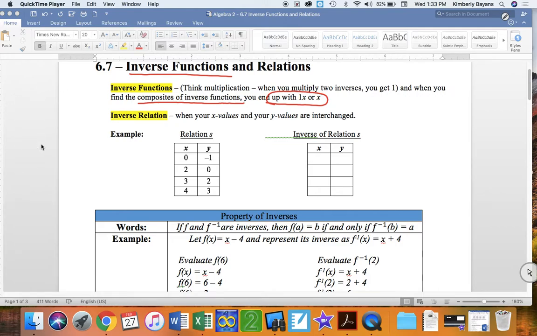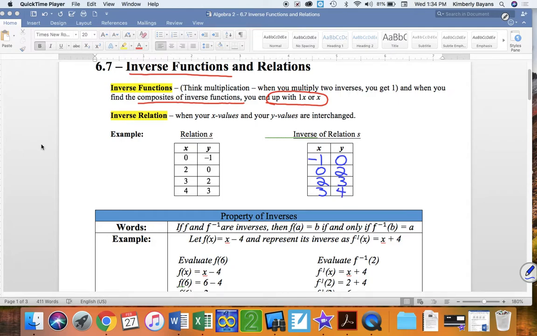In this first example, just to give you an idea of what an inverse relation is, this is a relation showing you some x, y values. An inverse relation is when your x values and your y values are interchanged. They basically change places. And that's what we're going to notice when we go down to our equations as well. So for this first example, instead of the coordinate point 0, -1, the inverse of that is just -1, 0. My second point, instead of 2, 0, is now 0, 2. My third point, instead of 3, 2, is now 2, 3. My fourth point, instead of 4, 3, is now 3, 4.